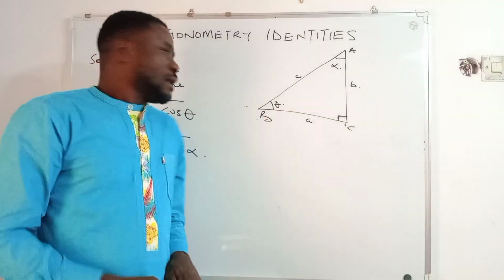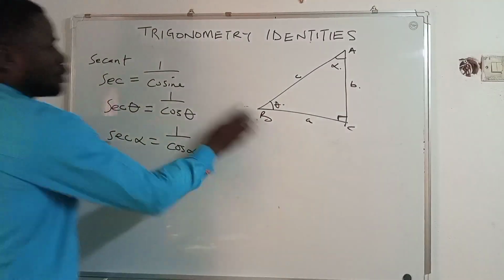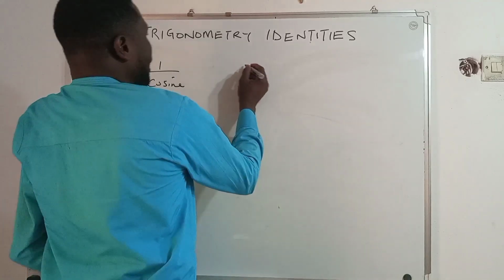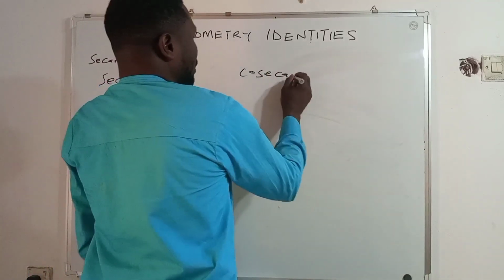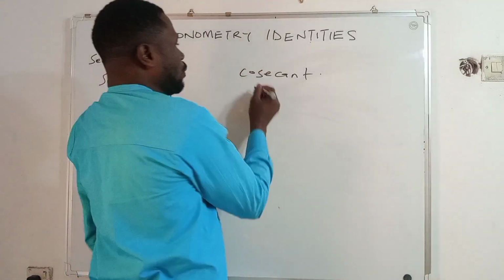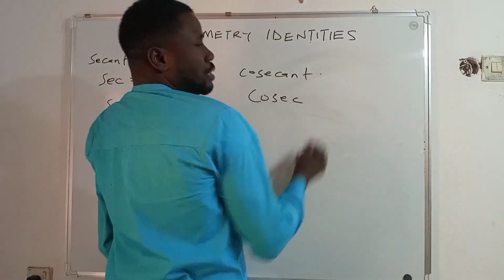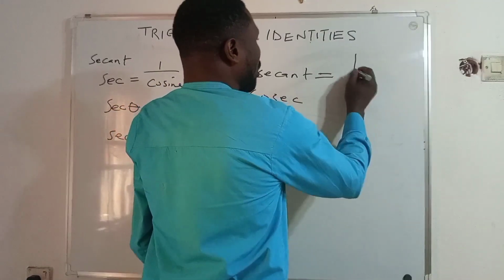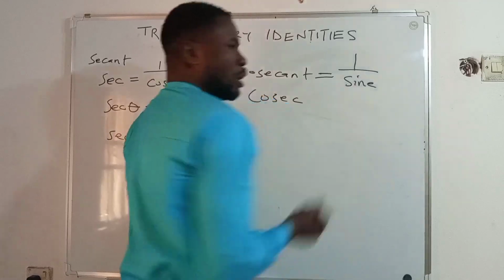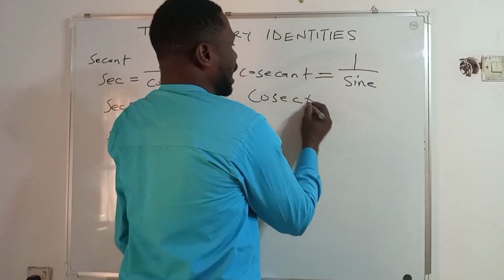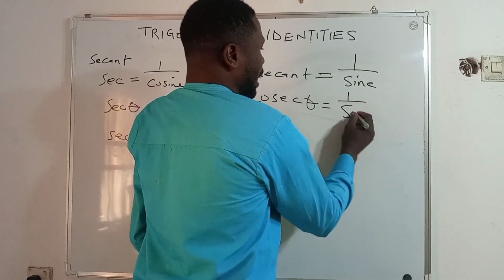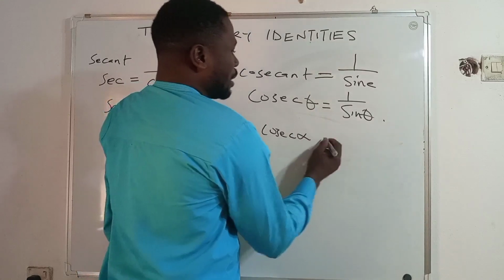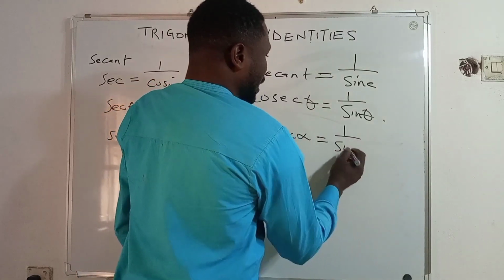So it's important to know that the secant of any angle is equal to 1 all over the cos of that angle. Now let's also look at the other function. Cosecant is always abbreviated as cosec. So if I say cosec theta, cosecant is generally defined as 1 all over sine. So cosec theta has to be equal to 1 all over sine theta. If I say cosec alpha, that has to be equal to 1 all over sine alpha.